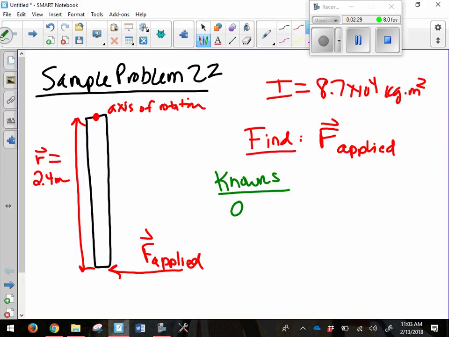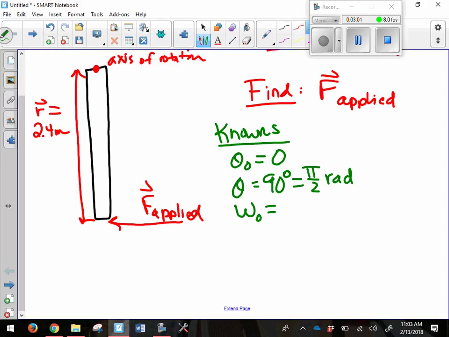So let's see what our knowns are. What's theta 0 going to be? What's theta going to be? 90 degrees, but do I want to leave it as 90 degrees? Pi over 2. Pi over 2 what, Maddie? Radians, right? Because if it's radians, I don't have to make it go away. Degrees I have to cancel because they're a real unit. What's omega 0? 0, because I'm starting from rest. Do I know what omega is? Do I know what t is?